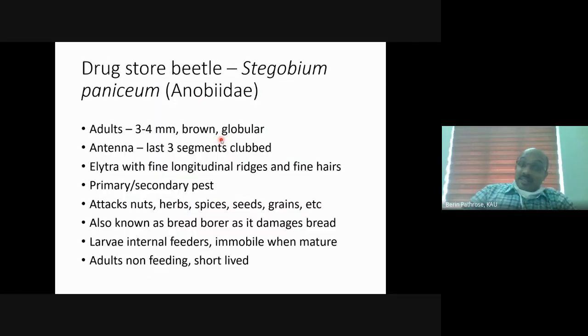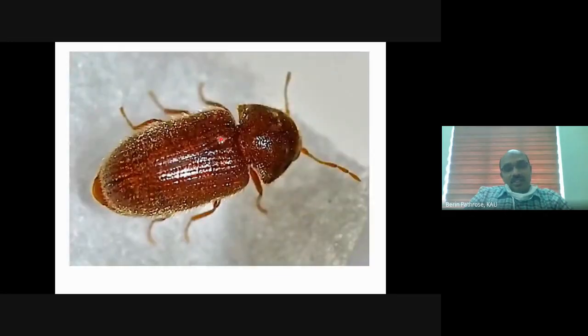Next comes the drugstore beetle. I will show the differences first. See, can someone identify the differences between the earlier Lasioderma and Stegobium?